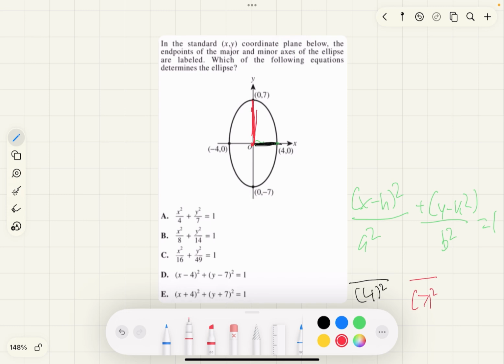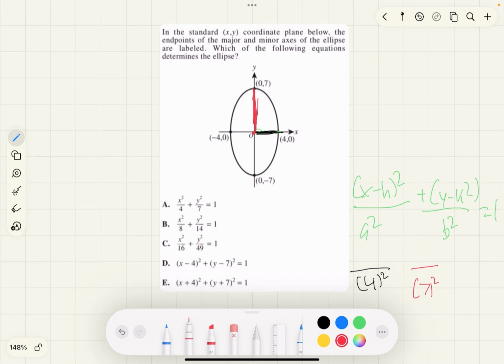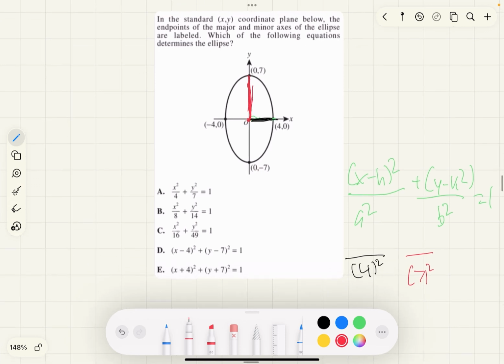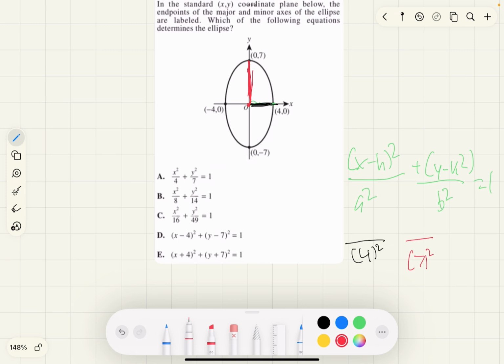Now, if we look at our answer options, even before finding the center, because the center is not really relevant in this question, it's more a matter of whether you remember the equation of an ellipse. If we look at our answer options, the one that should stick out is C, because on the bottom it has 16 and 49, which matches up with our equation where we said it was 4 squared and 7 squared. So this is a relatively easier ellipse question, but it's also testing your knowledge to make sure that you have the equation of the ellipse memorized. That's very important in order to solve this question.